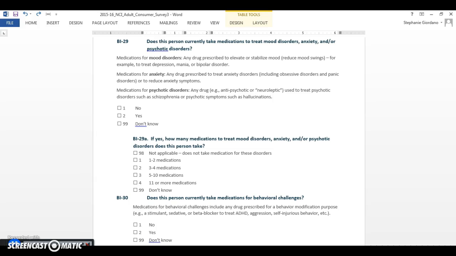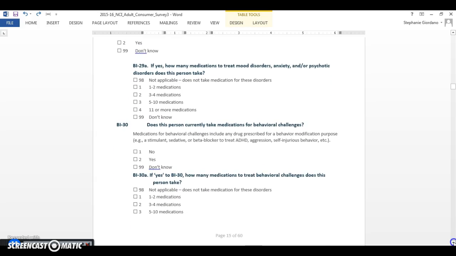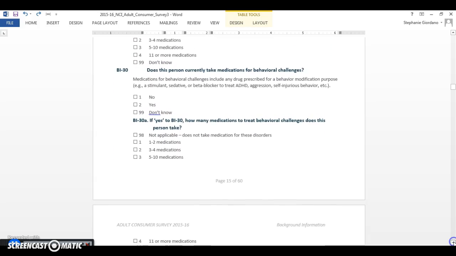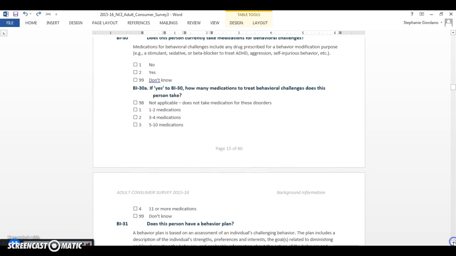We start with question BI 29, which asks whether the person takes medication to treat mood disorders, anxiety, and/or psychotic disorders. If so, we want to know how many medications the person is taking to treat those disorders. We then ask the same type of question for those who are taking medications for behavioral challenges. First, whether they are taking any medication, and then how many, if so.